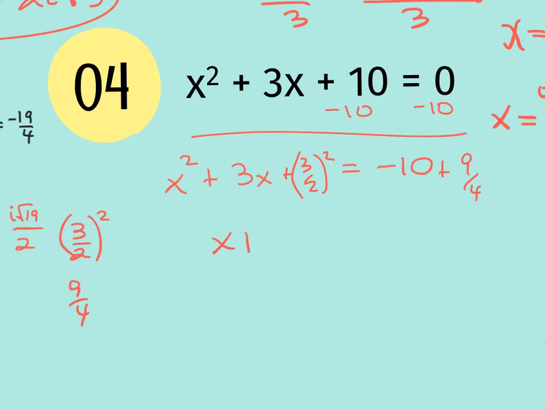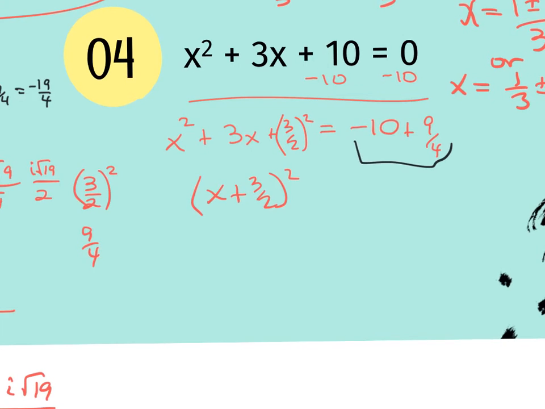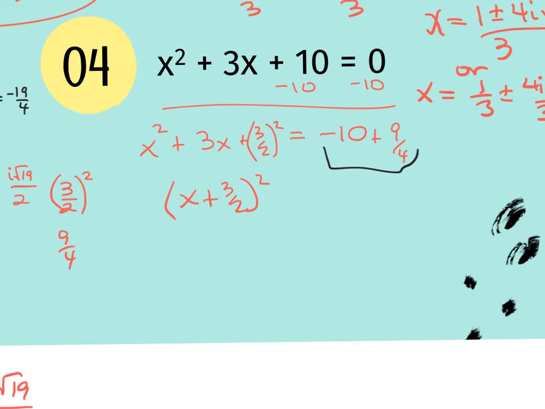Factor the left. Add this up. So I need to find a common denominator. It's going to be a 4, so I'm going to change the -10 into -40 over 4. And then subtract. So this equals -31 over 4, and that shouldn't be a 9, that should be a 4.